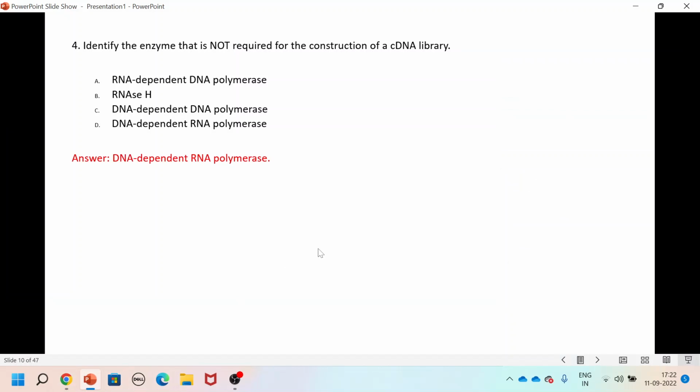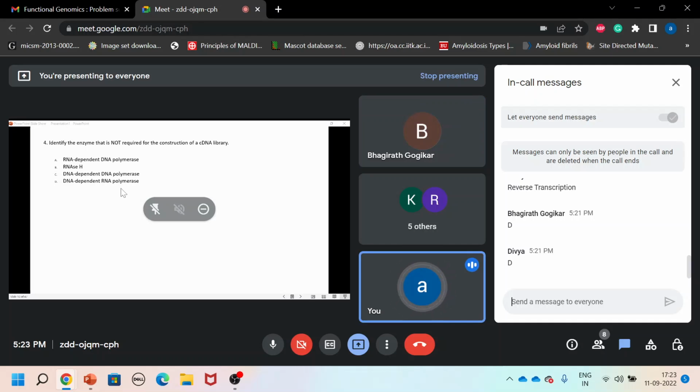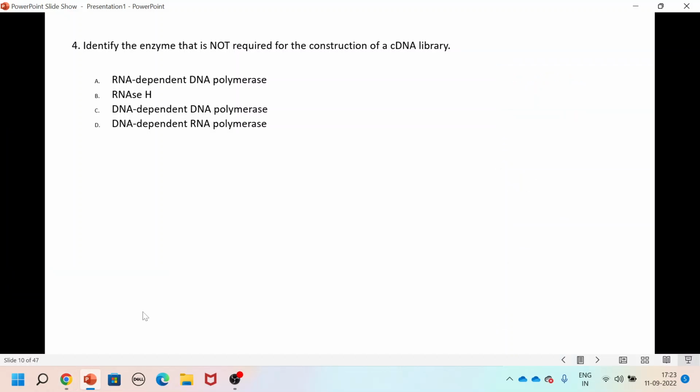Okay. So in the construction of DNA with the help of RNA, we are using RNA dependent DNA polymerase, and for removal of the single stranded RNA, the RNase H enzyme is helpful. Normally, we are using DNA polymerase 1, 2, 3, which is DNA dependent DNA polymerase only. Yes, left over D only. That is the wrong answer. So you think that DNA dependent RNA polymerase is the wrong answer. Yes. Okay.